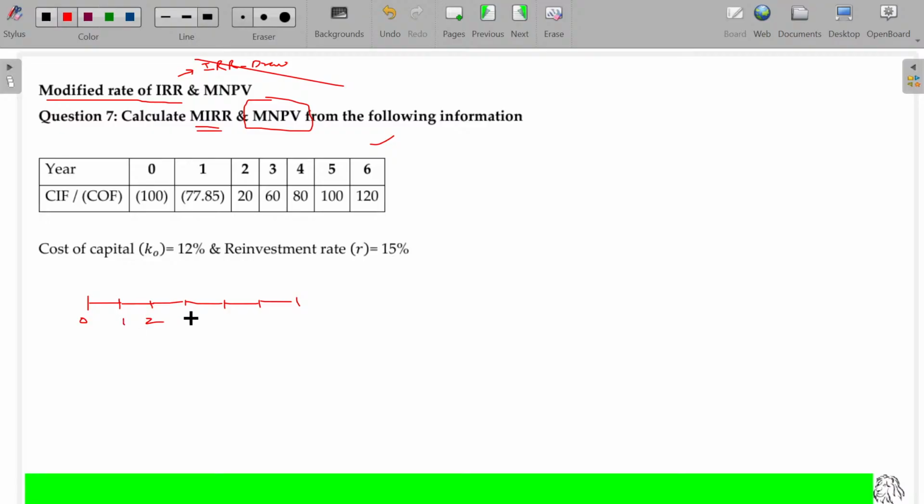Years 0, 1, 2, 3, 4, 5, 6. In the 0th period we have outflow. First year we have outflow. Second year we have inflow. Third year inflow. Fourth year inflow. Fifth year inflow. Sixth year inflow.